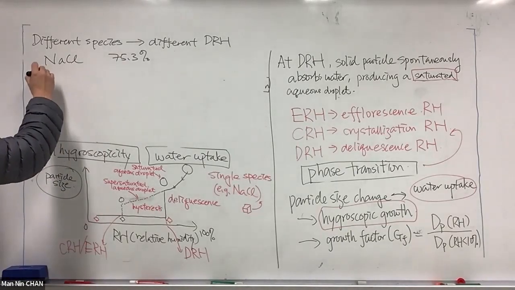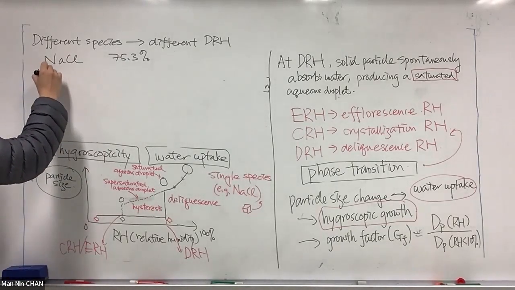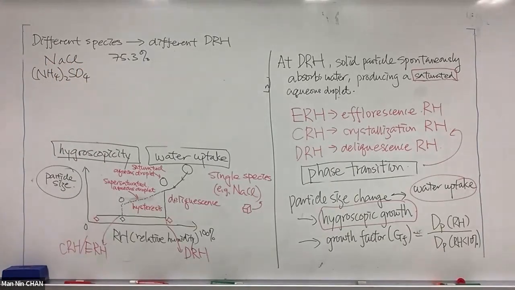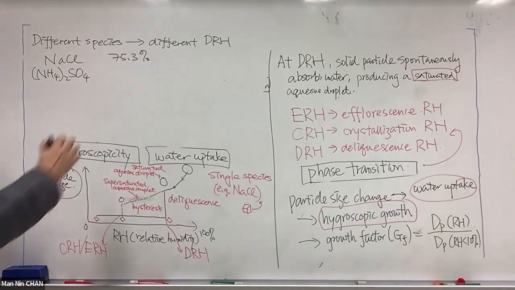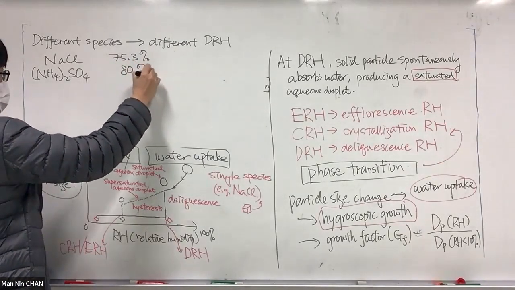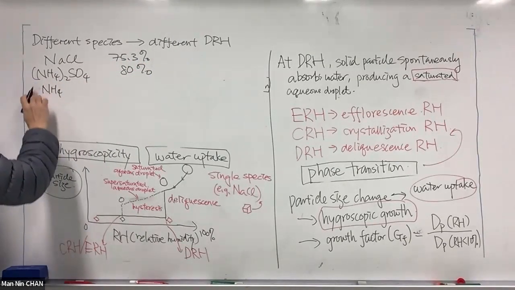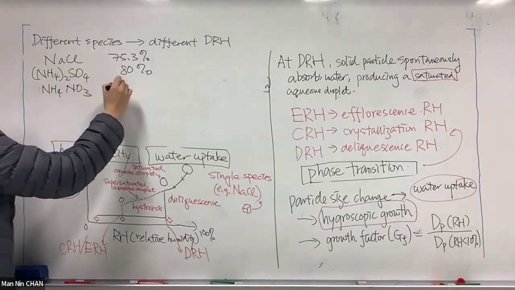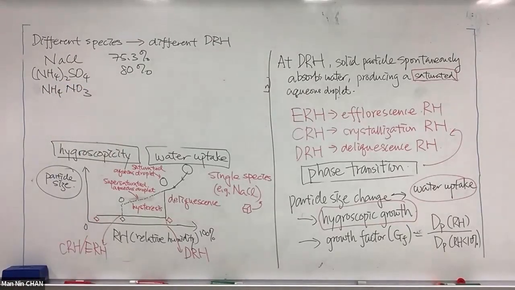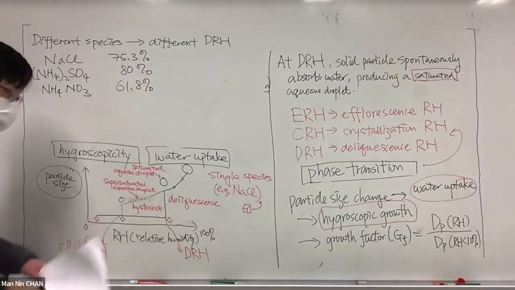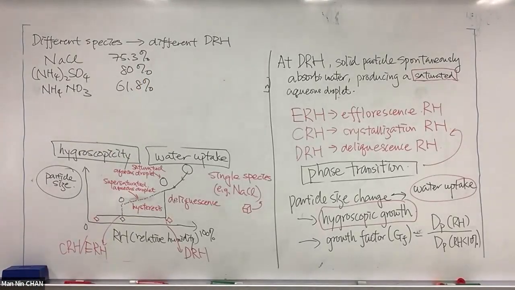And then you also have ammonium sulfate. These are some important ambient salts. This is around 80% RH. And just one more, the ammonium nitrate, is around 61% RH.